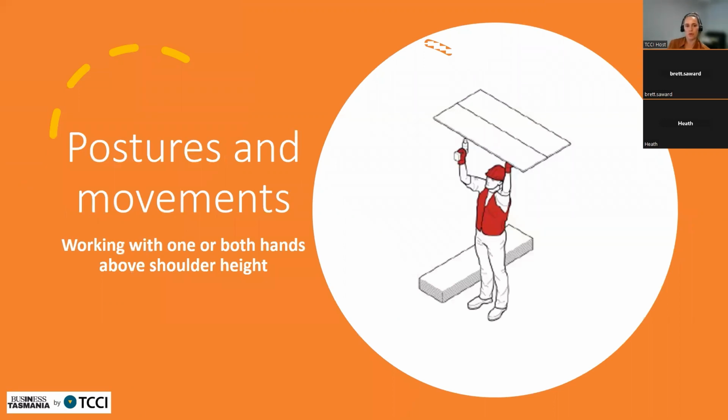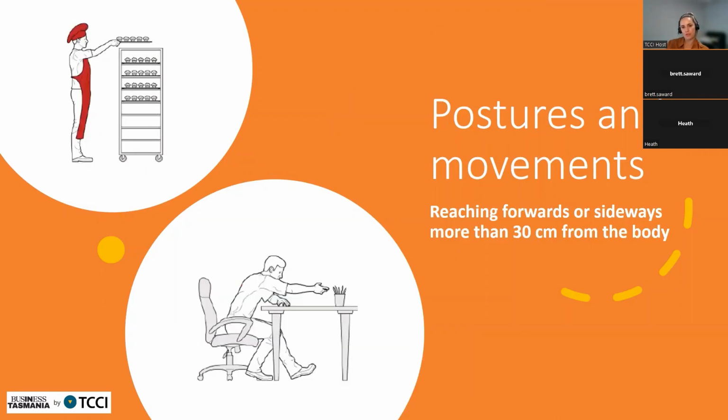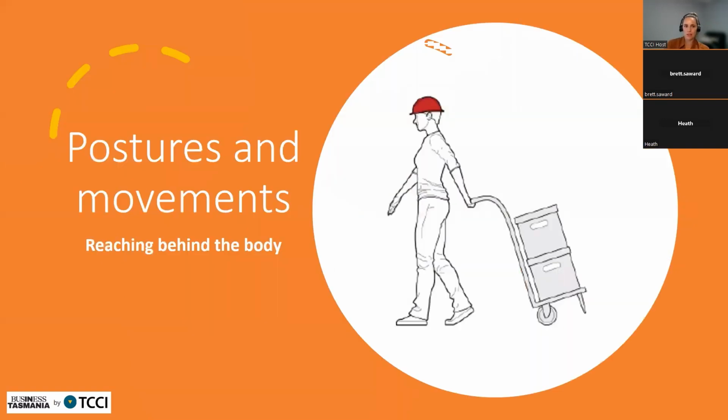Working with one or both hands above shoulder height. So that's more of a sustained posture. Reaching forward or sidewards more than 30 centimetres from the body. So you can see the bakery example up here. There are a lot of workplaces where you're reaching or extending your body out with a load, even as simple as working on a desk and having to reach 30 centimetres with your body. Reaching behind the body by pulling, lifting, carrying anything.